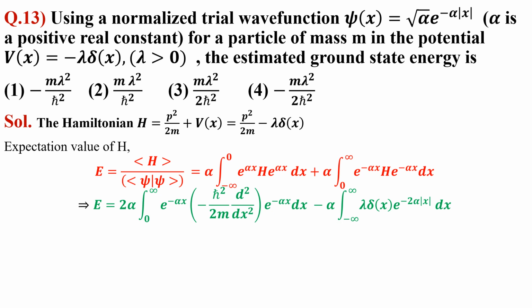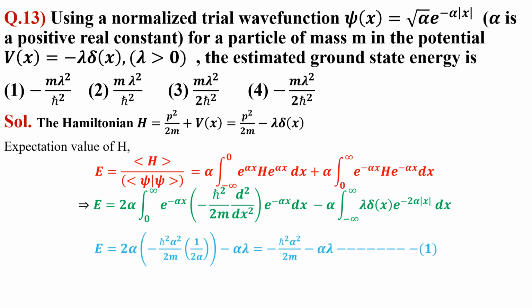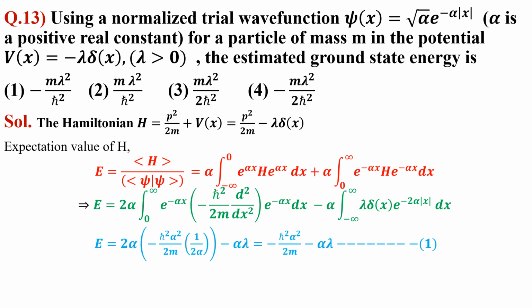Energy E equals 2 alpha times the integration from 0 to infinity of e to the power minus alpha x, bracket minus h cross squared by 2m d squared by dx squared bracket closed, exponential minus alpha x dx, minus alpha times the integration from minus infinity to infinity of lambda delta x exponential minus 2 alpha mod of x dx. E equals 2 alpha times minus h cross squared alpha squared upon 2m times 1 upon 2 alpha, minus alpha lambda, which equals minus h cross squared alpha squared by 2m minus alpha lambda.